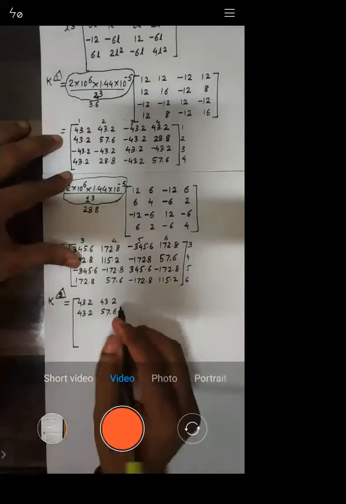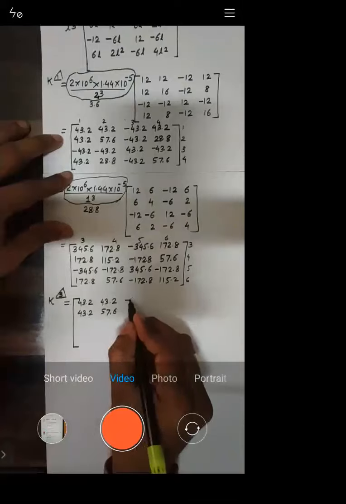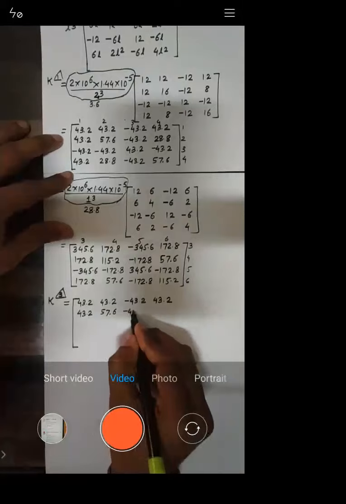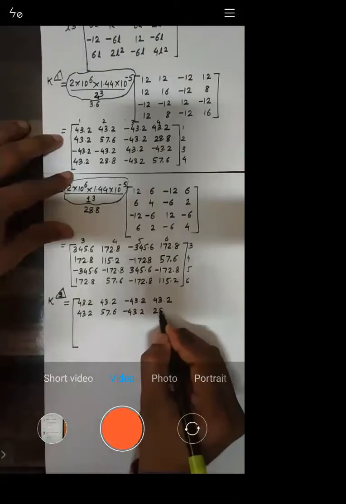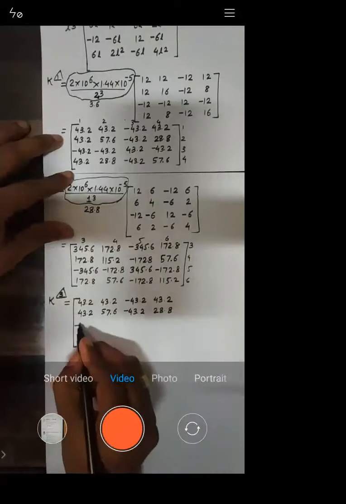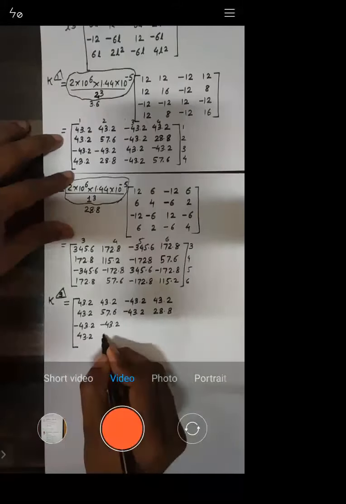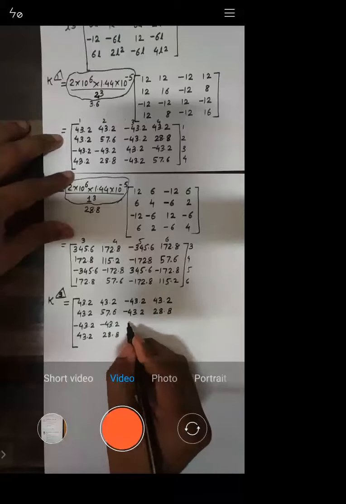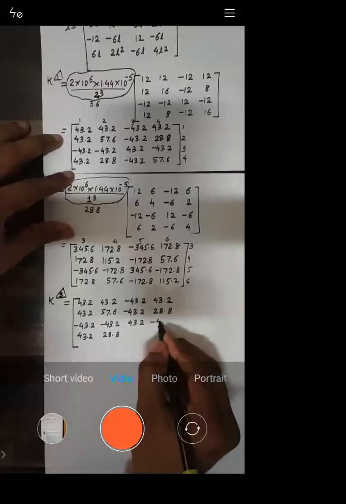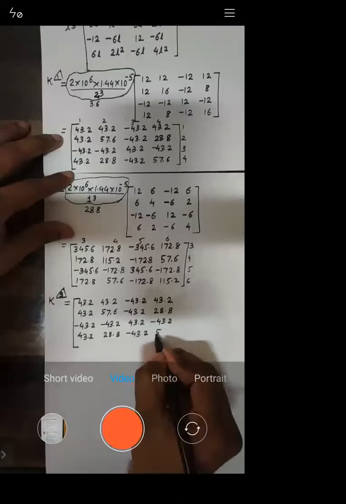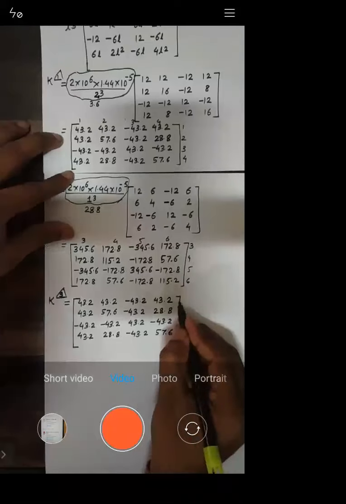Right? Next, minus 43.2, 43.2, minus 43.2, and 28.8. Next, minus 43.2, minus 43.2, 43.2, 28.8. Next, 43.2, minus 43.2, minus 43.2, and 57.6. Right?